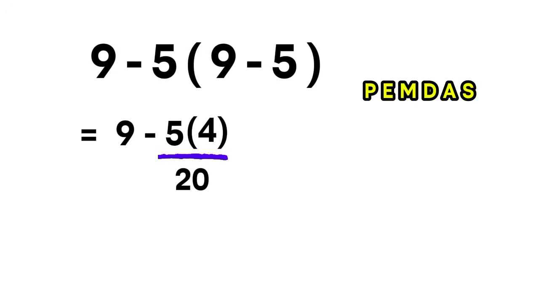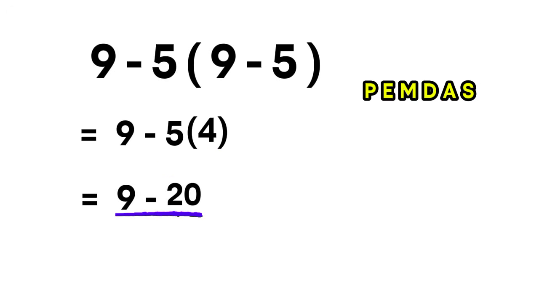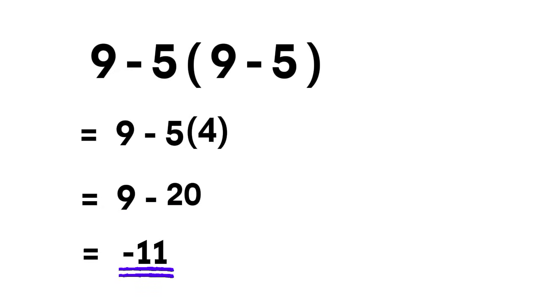5 times 4 gives us 20. So now we have 9 minus 20. 9 minus 20 equals negative 11. And that is our final answer. The correct answer is negative 11.